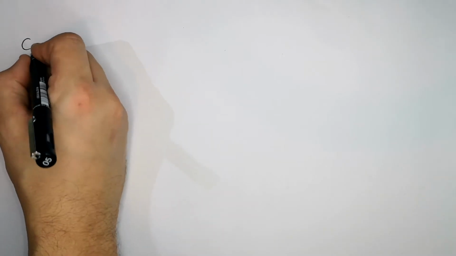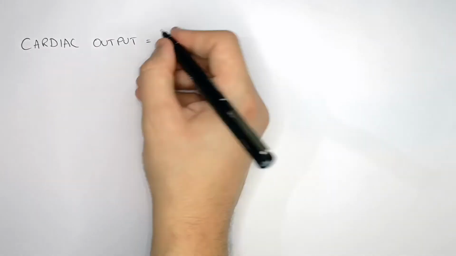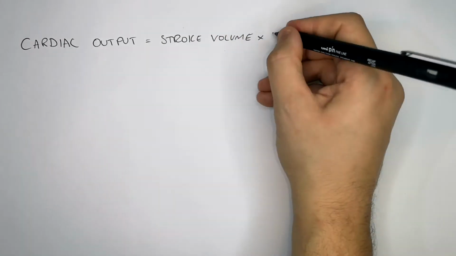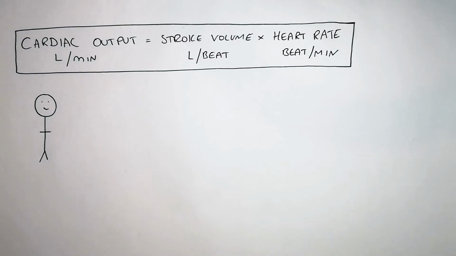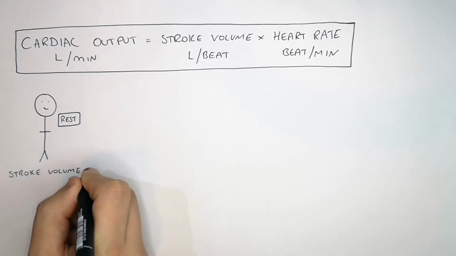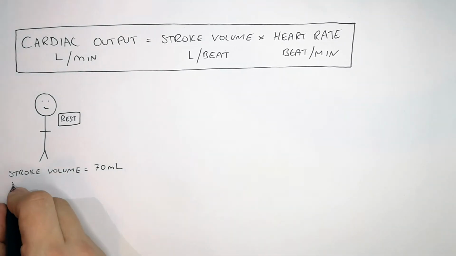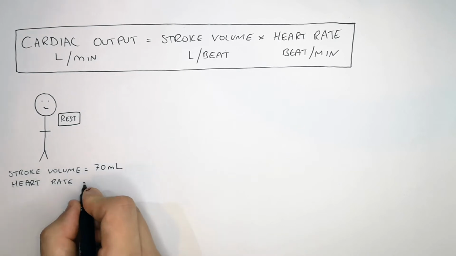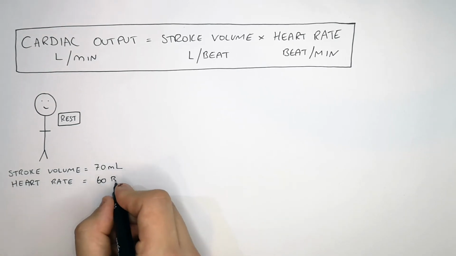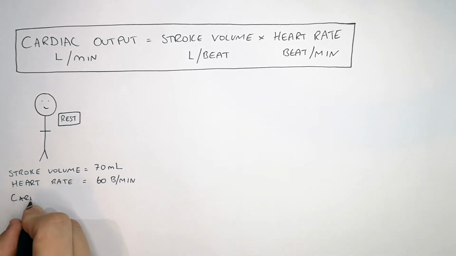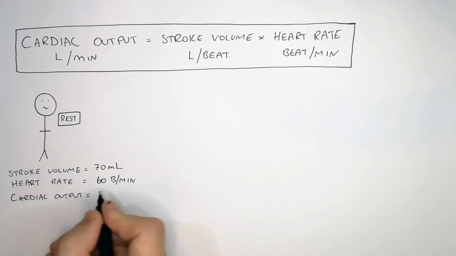You must remember this equation for your exam. Cardiac output equals stroke volume times heart rate. We're now going to calculate this person's cardiac output at rest. So their stroke volume is 70 milliliters per beat. Their heart rate is 60 beats per minute. This person's cardiac output is what we're going to figure out now.